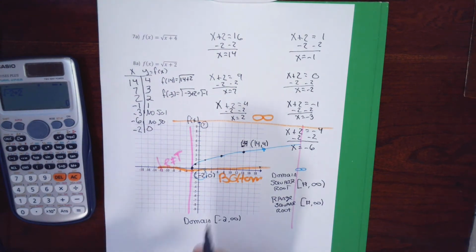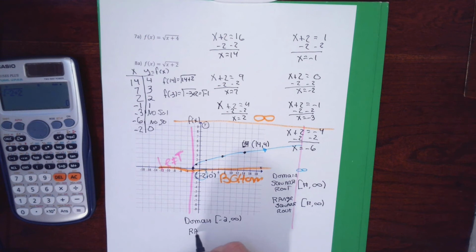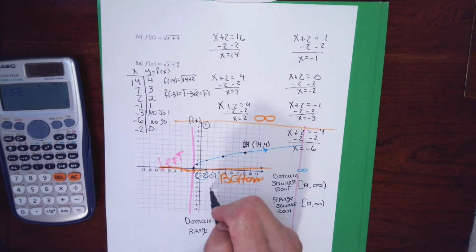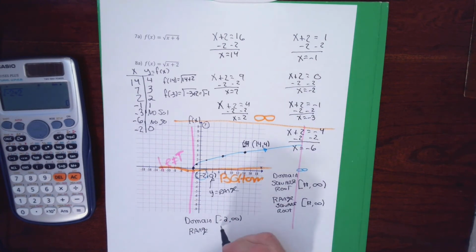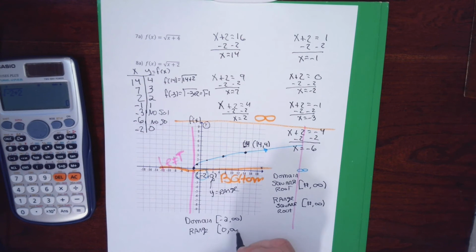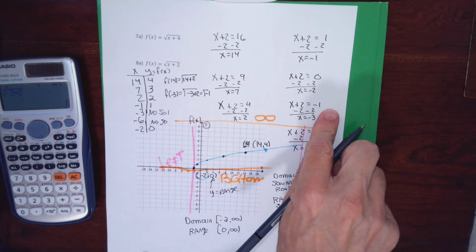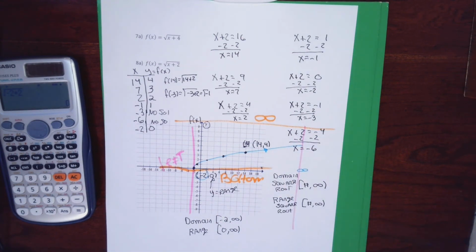So the range for this guy, the value that I need for the range on the bottom is the y. So the range is going to be 0 and then to infinity, because the graph keeps going up and never stops going up. One more square root graph, and then we'll pause the video and do cube root graphs.